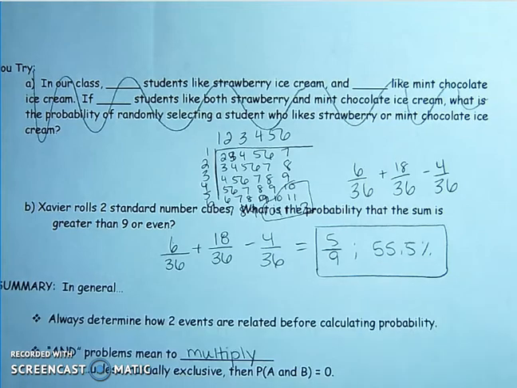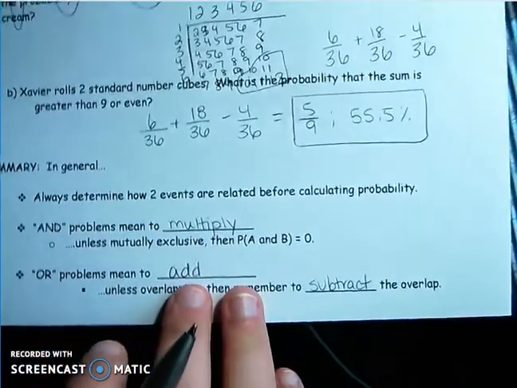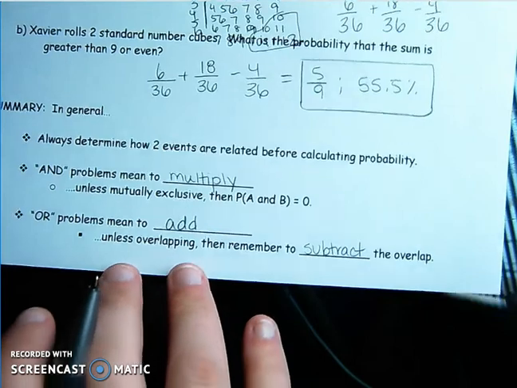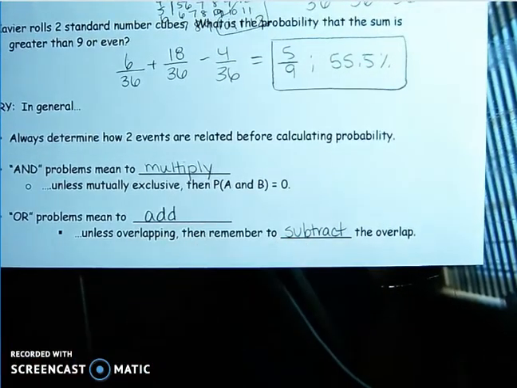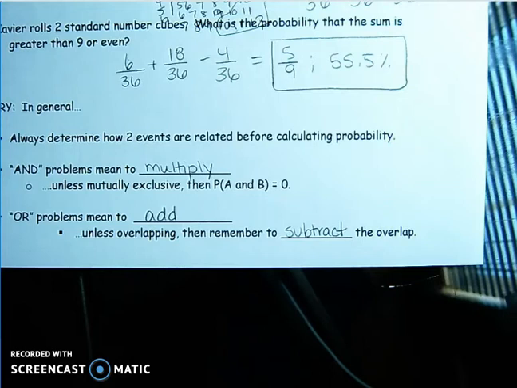Lastly, in general, first always determine how the two events are related before you calculate your probability. Meaning, are they independent or dependent? If they are independent, life is great. You do not have to change any sample space. You just do the math. If they are dependent, you have to think about how that affects the second fraction. Does it change the numerator and the denominator, or just the denominator?